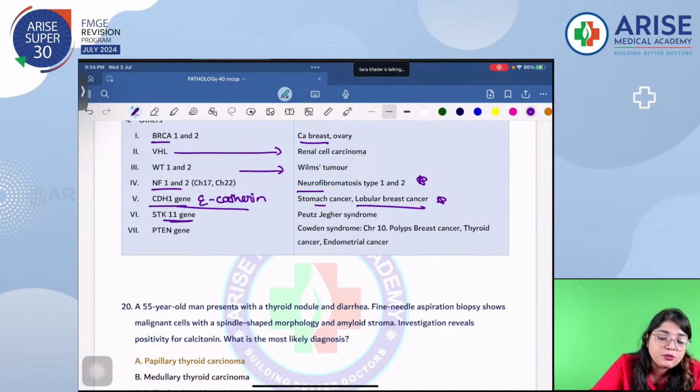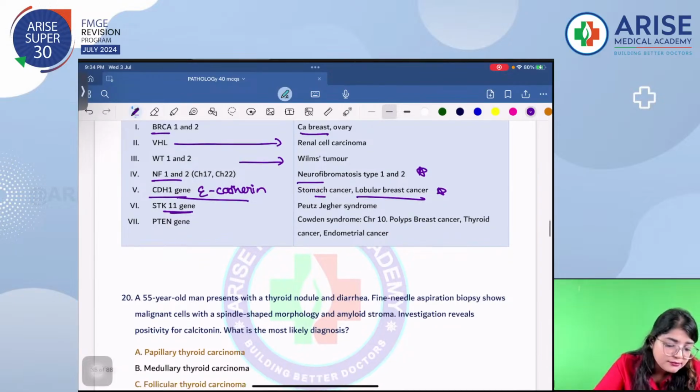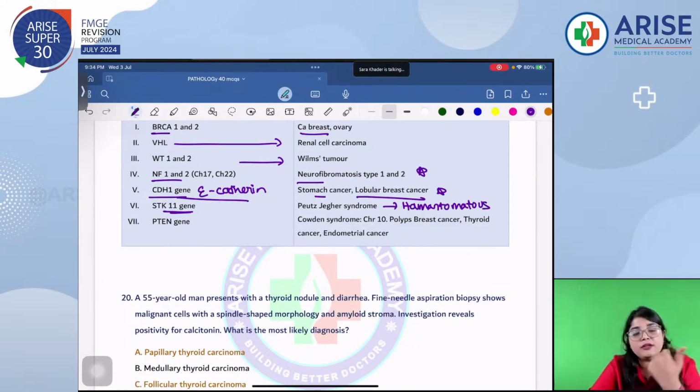STK11, remember Peutz-Jeghers syndrome? 11-year-old child, STK11, you have hamartomatous polyps as well as melanosis, hyperpigmentation of the oral, perioral hyperpigmentation. I hope you're able to recall. Do you remember all this? Do you remember Peutz-Jeghers? STK11. Okay, you have hamartomatous polyps. And this perioral melanosis is a very famous image, right? Perioral melanosis.